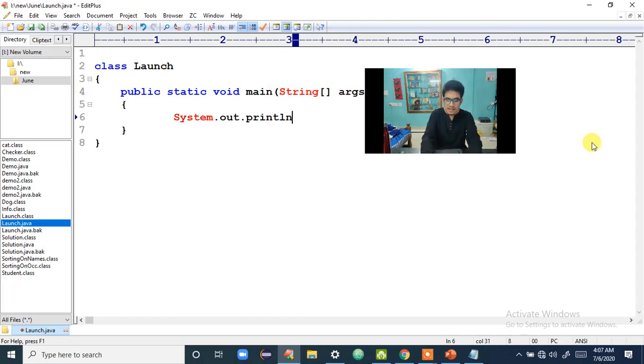System.out.println. Here, can you see something in the red color? If you see anything in uppercase, it means that it's a class. I think we have seen Math.pi also, Math.pi or Math.pow. So many other methods we had seen.